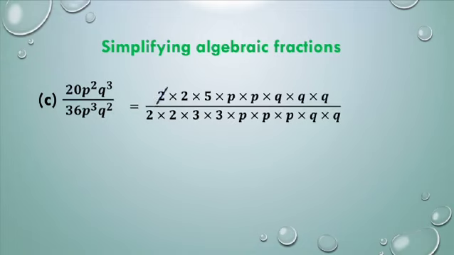So 2 will cancel out. Again, 2 cancels out. Then I have p, which will cancel out. Again, p. And then q will cancel out. Q again. So in the numerator, I'm left with 5 times q, which is 5q. And in the denominator, I have 3 times 3 times p, which is 9p. So the answer is 5q over 9p.